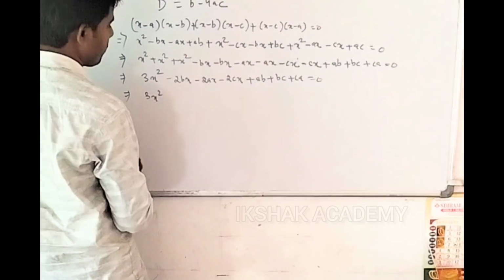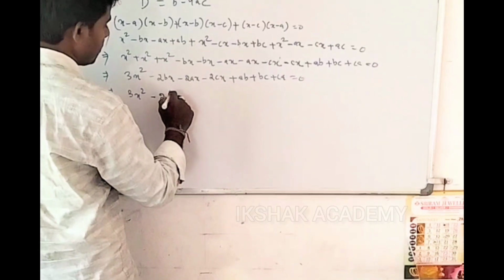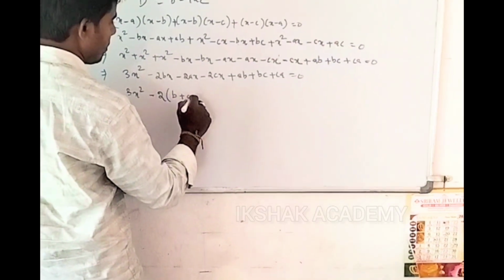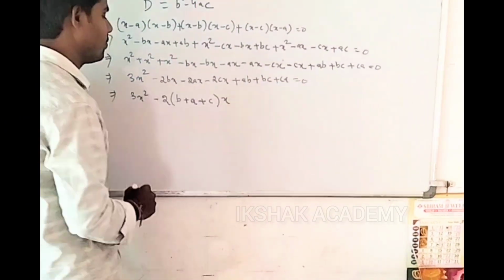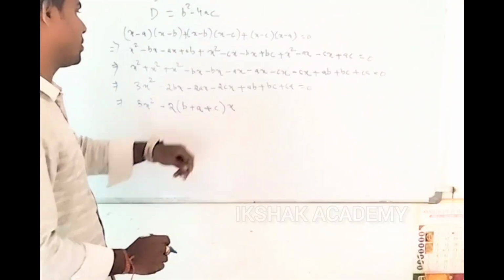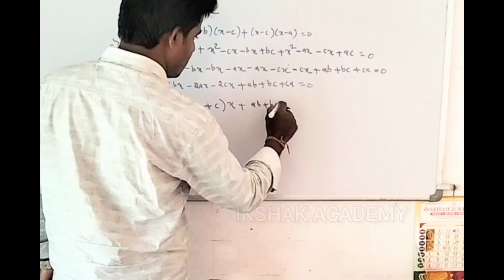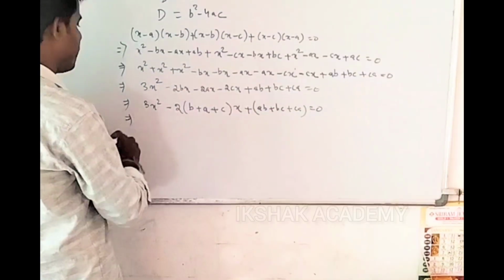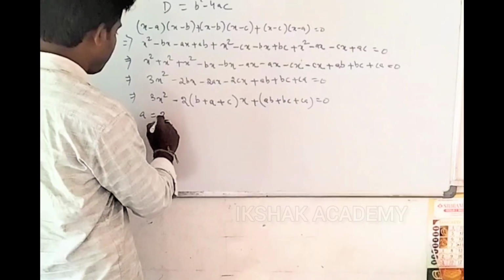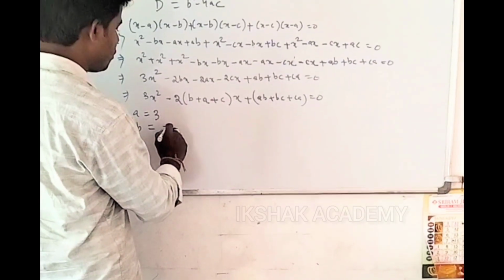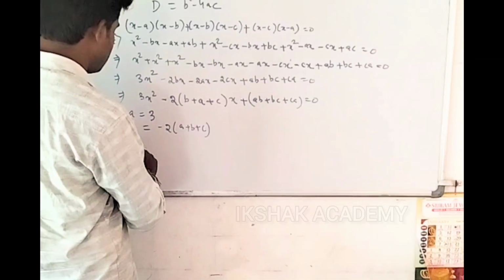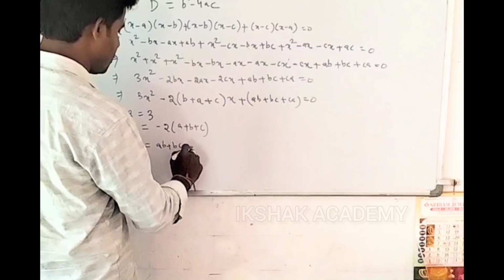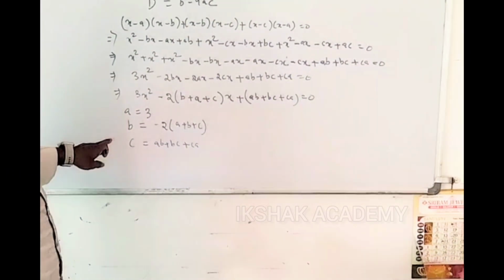So 3x square minus 2 common b plus c plus a plus c into x, plus ab plus bc plus ca equals to 0. So the standard form of the quadratic equation is ax square plus bx plus c. That means here a equals to 3, b equals to minus 2 into the coefficient of x, that is a plus b plus c, and c equals to ab plus bc plus ca. Right? So these are the a, b, c, which are the coefficients.